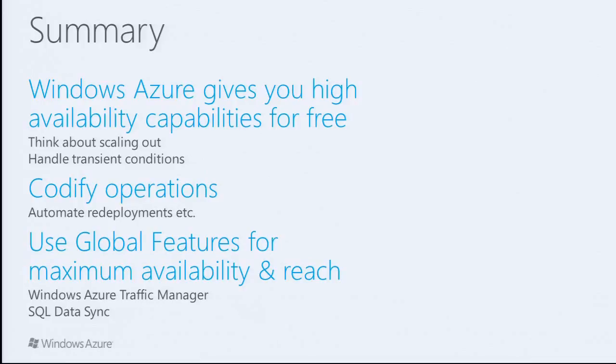And then consider using some of the global features such as Traffic Manager and Data Sync to deploy your application into multiple data centers, not only for global reach and putting compute and storage next to your customers, but also doing it for availability as well. The chances of two data centers going down at the same time has got to be slimmer than anything else we've got going. And now that I've said that, clearly we'll have two data centers go down.